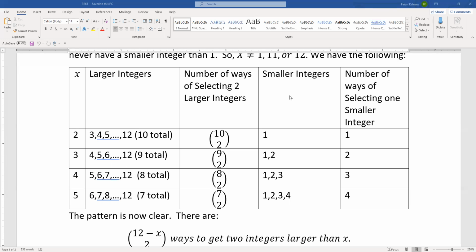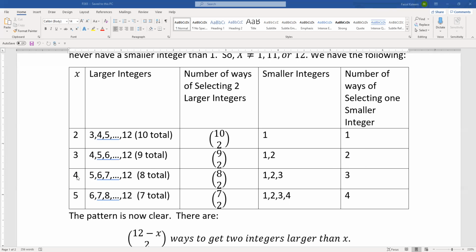And now the smaller integers. So when X is 2, the only smaller integer is 1, and there's only one way of selecting one smaller integer. Remember, we are looking for 2 larger integers and 1 smaller integer. So since only one integer is available that is smaller than 2, there's only one way of getting one integer smaller than 2. And now when X is 3, there are 2 integers available which are smaller than 3, 1 and 2. And so we have 2 choices.